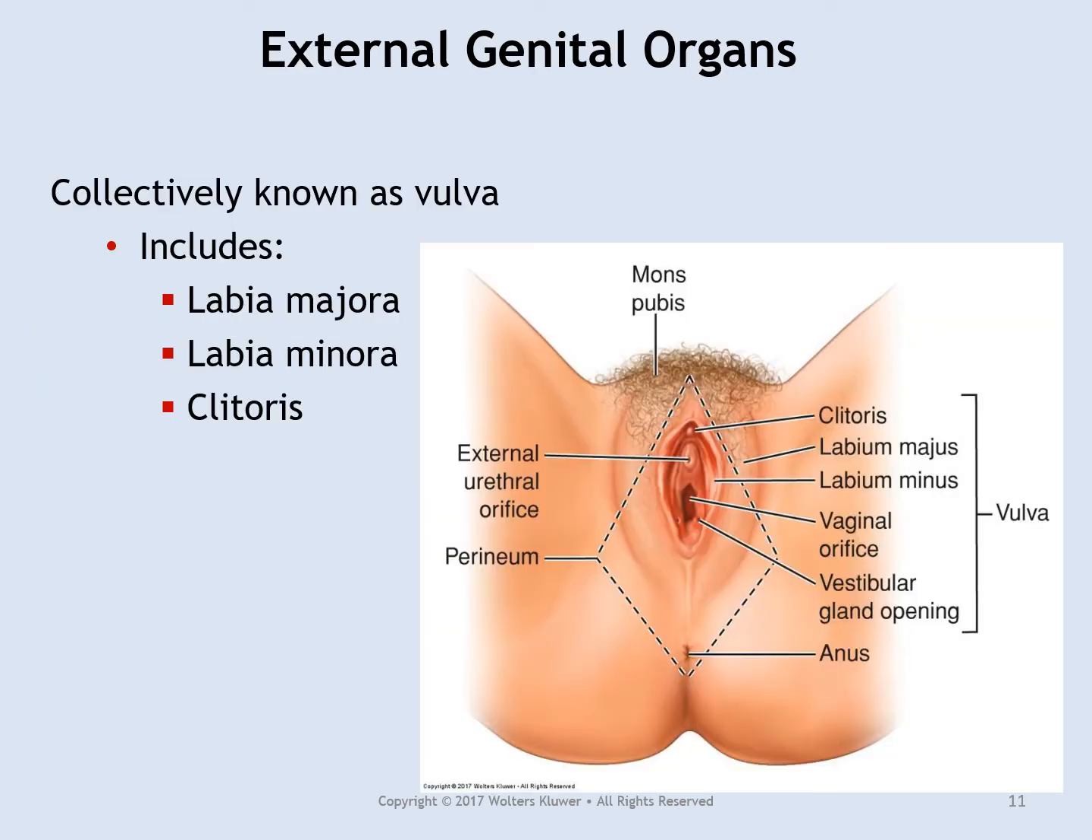Okay, so here is the exterior anatomy of the female reproductive system. Here we have the labia majora, and the labia minora. Majora on the outside, minora on the inside, the vagina, vestibular gland opening right at the bottom there. Perineum is this whole area between the anus and the vagina. Mons pubis up top.